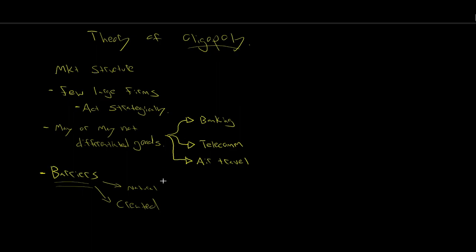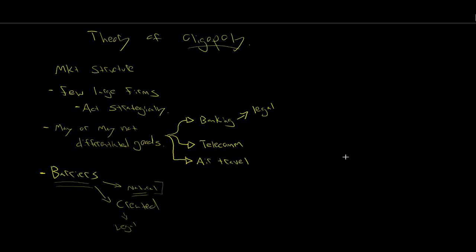Let's talk about these natural barriers, because just like a monopolist, for the majority of these oligopolists that continue to operate as oligopolists, the reason why is typically natural barriers. We do have cases where legal barriers have allowed this to be, but in many cases it is really a combination of both natural and legal. Banking here in Canada is predominantly a legal barrier.